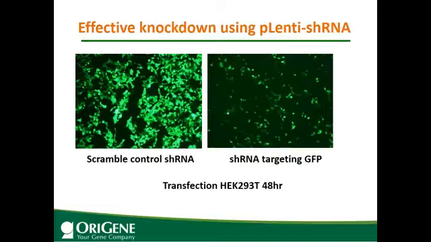This is showing the effective knockdown using the Lenti shRNA. As I mentioned earlier, the Lenti shRNA vector, between the LTRs, has a GFP reporter. So all transduced cells will be green. And this is the scramble control shRNA. And this shRNA is targeting the GFP in the vector. So you can see significant knockdown of GFP.